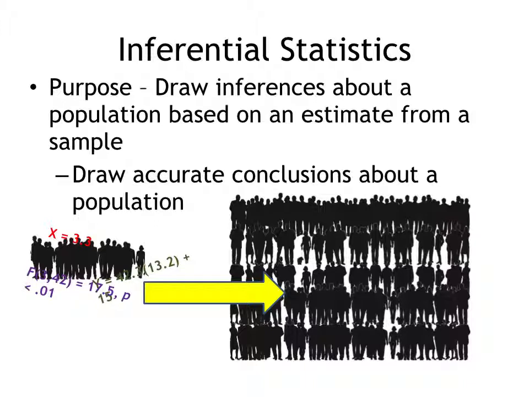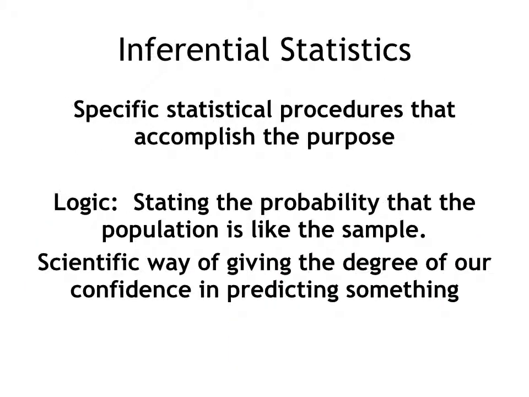The purpose of inferential statistics is simply to draw inferences about a population based on an estimate from the sample. So you take a sample from a population and then you run some analyses, and that lets you make some inferences about the population as a whole. In other words, you want to draw accurate conclusions about a population, and so you use this sample to represent it. The actual analyses involved are very specific statistical procedures that accomplish that purpose, that let you make inferences about the population.